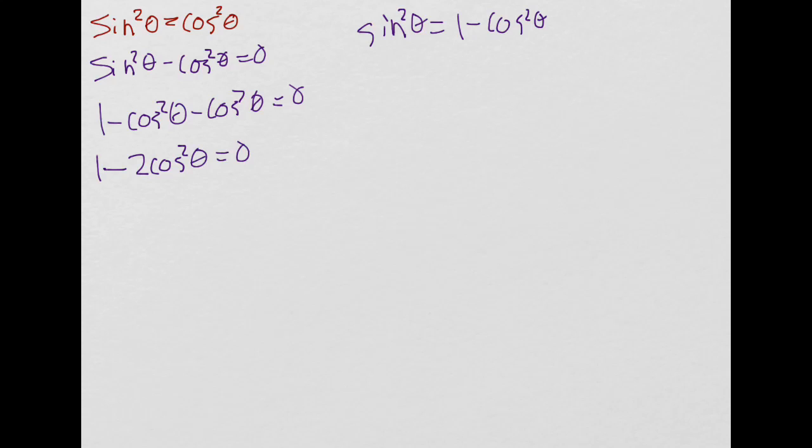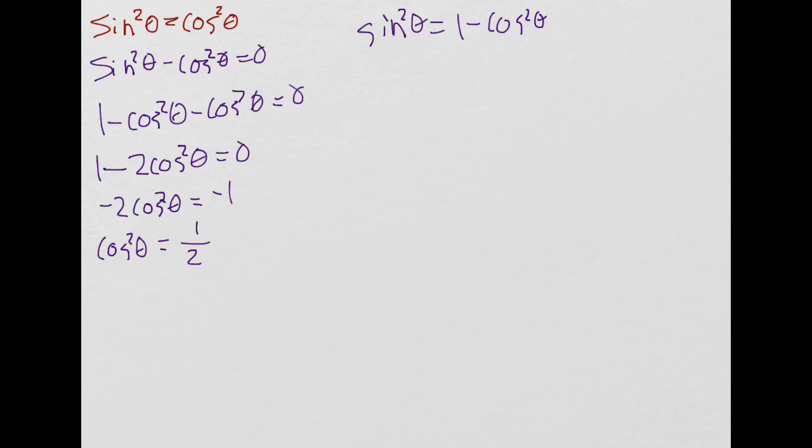Just combine those two negative cosine squared thetas, a little bit of algebra. And let's get this by itself. So we can get negative 2 cosine squared theta equals negative 1, and then we can get cosine squared theta equals 1 half.